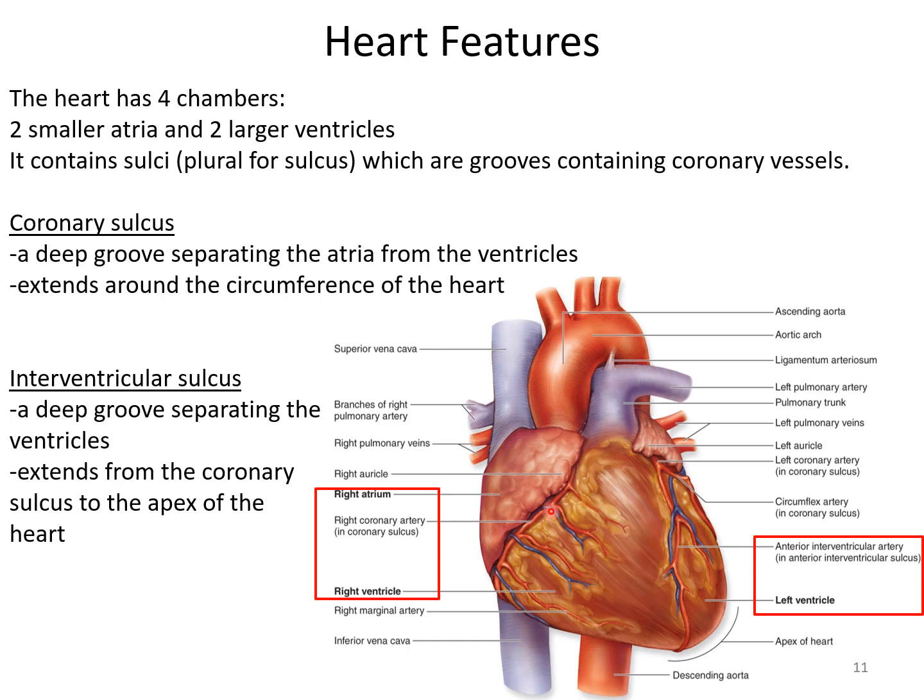Then you have the interventricular sulcus, which is right here. The interventricular sulcus is a deep groove that separates the ventricles. Everything over here is your right ventricle. Everything over here is your left ventricle. And here's that interventricular sulcus between the ventricles. It extends from the coronary sulcus. So here is that left coronary sulcus. Remember, it went from the right all the way around the back and came up the left. So the interventricular sulcus starts at the level of that coronary sulcus and goes down all the way to the apex of the heart. Again, containing coronary vessels.